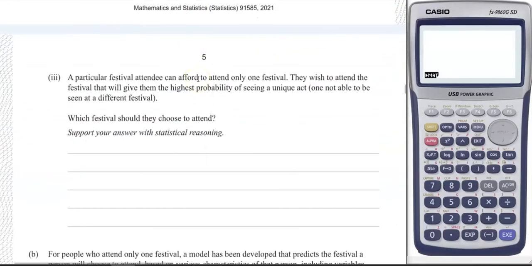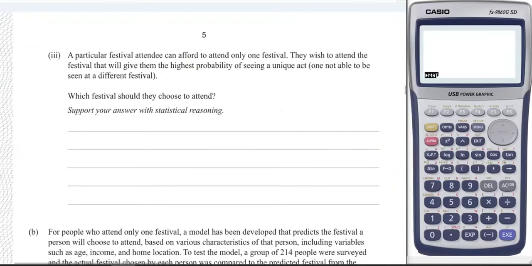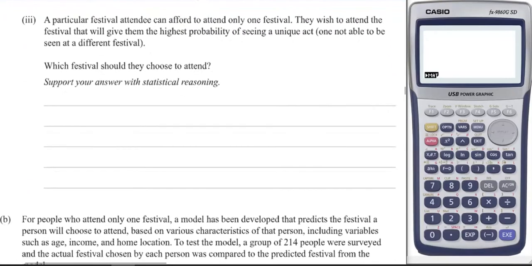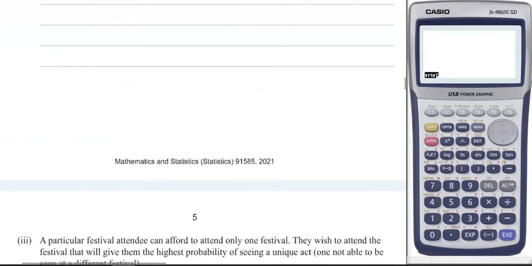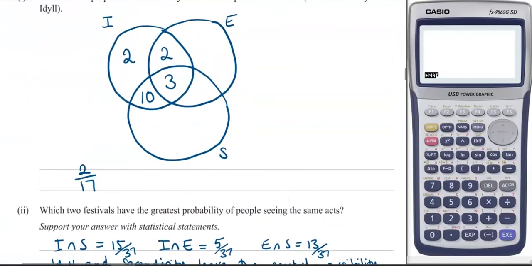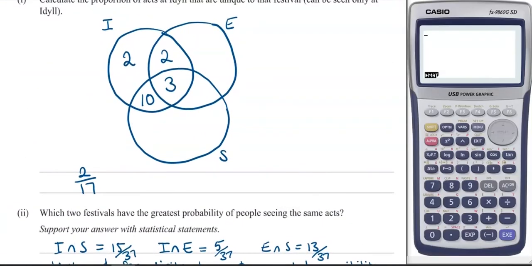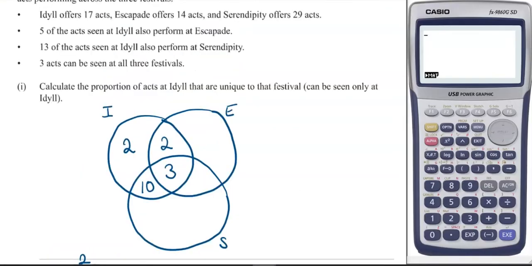Okay, part 3, a particular festival attendee can afford to attend only one festival. If they want to go to a festival that gives them the highest probability of seeing a unique act, so one that's not able to be seen at a different festival, which one should they go to? So that's a pretty easy one. Let's just go back and have a look and see who has, oh, actually it's not so easy. We've got to work out the leftover pieces. Let's finish off this Venn diagram.